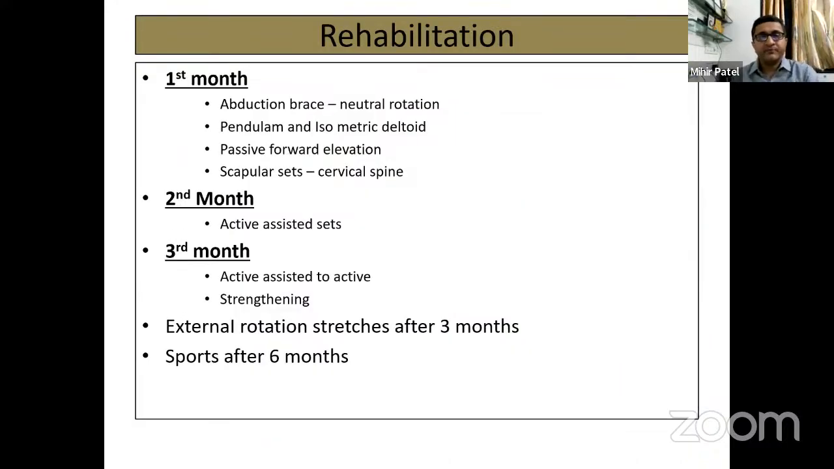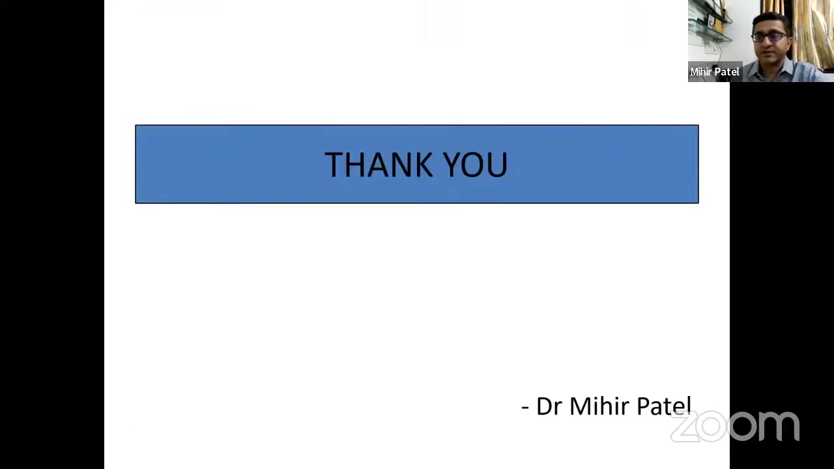So coming to the rehab protocol, these patients, all of them go into an abduction brace. I want them to be in neutral rotation. Immediately they start pendulum and isometric deltoid and passive forward elevation. By about the 2nd month, active sets are started. By about 6 weeks, I start external rotation stretches, and these patients can resume their sporting activity by about 6 months' time. So I thank you for your attention.